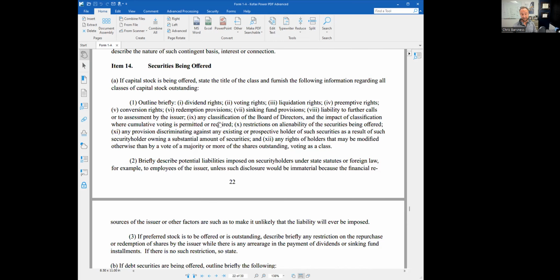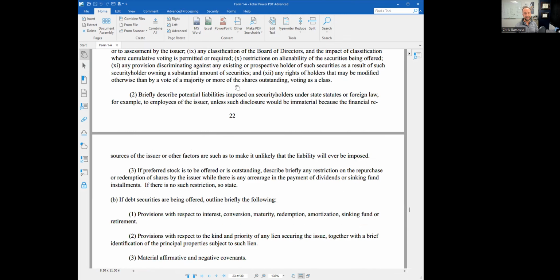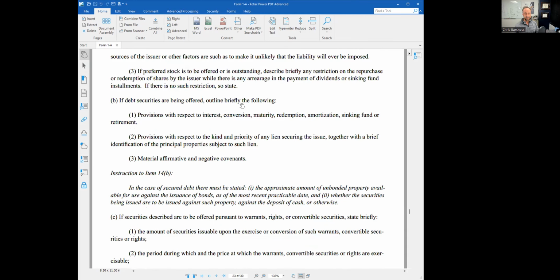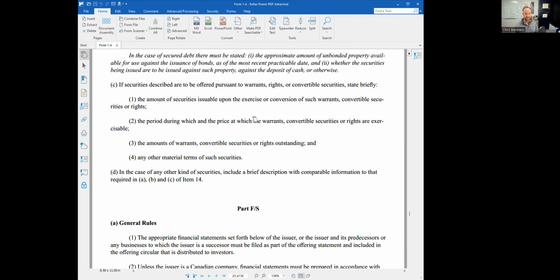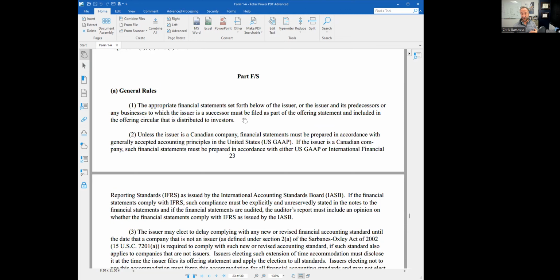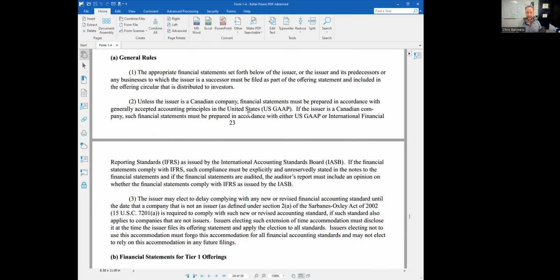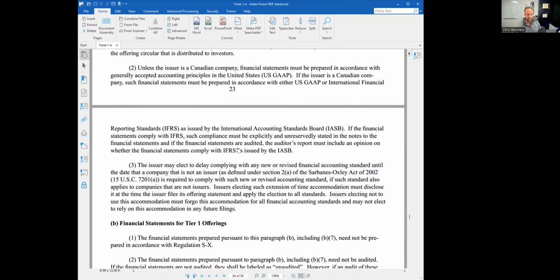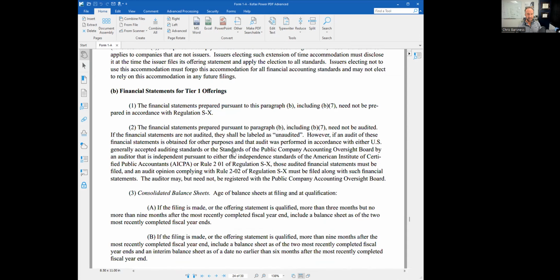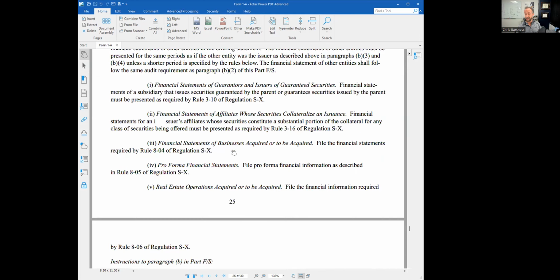Information about the securities being offered. And here's a whole list of what rights you should disclose. If it has any of these rights, you should disclose it. Liquidation rights, voting rights, dividend rights, preemptive rights. If it's a debt offering, talking about what's the interest rate, the maturity date, amortization, things like that. And then it gets into part F/S, financial statements. This is where it talks about what financial statements you need to provide, if any, whether they need to comply, usually in accordance with US GAAP, which is an accounting standard. And so it goes through the different requirements for financial statements.